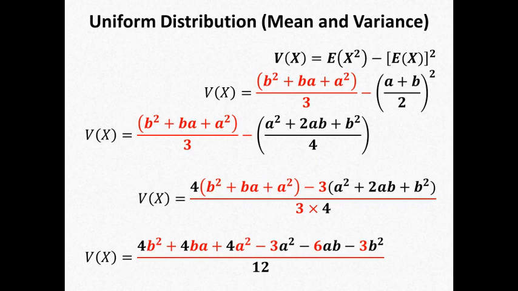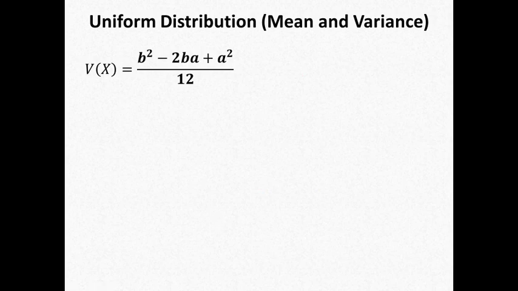but we can find some arithmetic is going to be done over here, like 4b square minus 3b square will be b square, 4a square minus 3a square will be a square, plus 4ba minus 6ab will become minus 2ba. So finally we are having this. So again we can see a formula over here to the whole square. So this is the value of variance in case of uniform distribution.